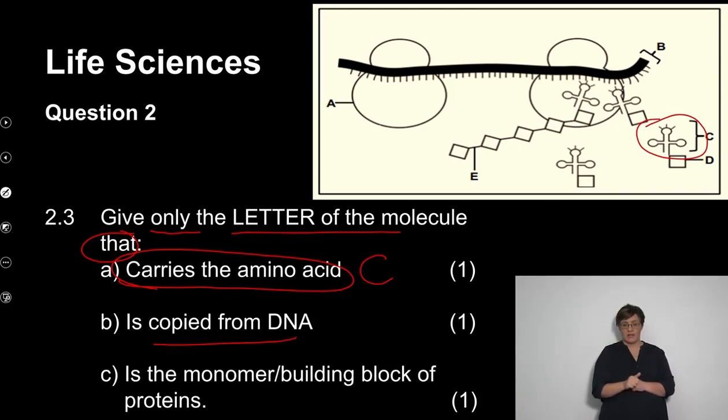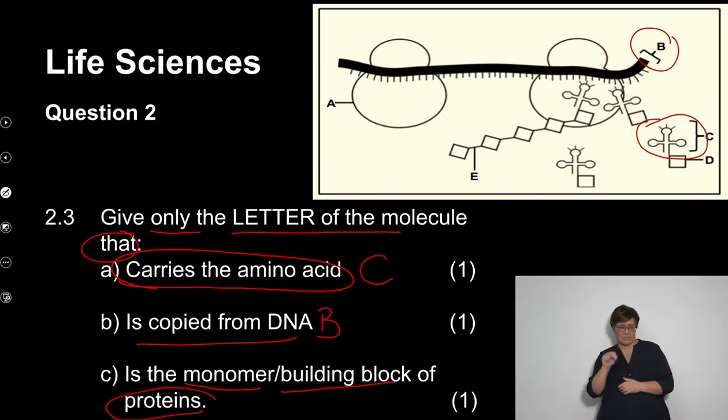mRNA is copied from DNA, as I mentioned earlier on, so that's going to be structure B. And finally, what is the monomer or building block of protein? We know that amino acids are the monomers or building blocks of proteins, and that would be the structure labeled D.